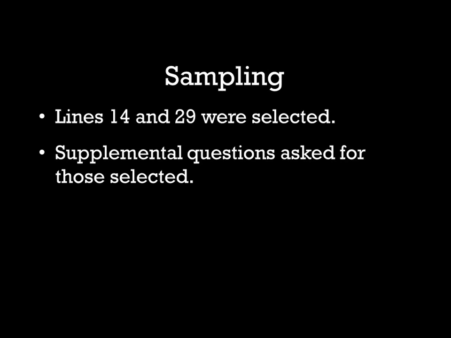So that is important. I know that people probably are taking bets right now. Come on line 14, come on line 29 for grandma. But you have no way of knowing. But those are the lines that actually will get the additional questions.